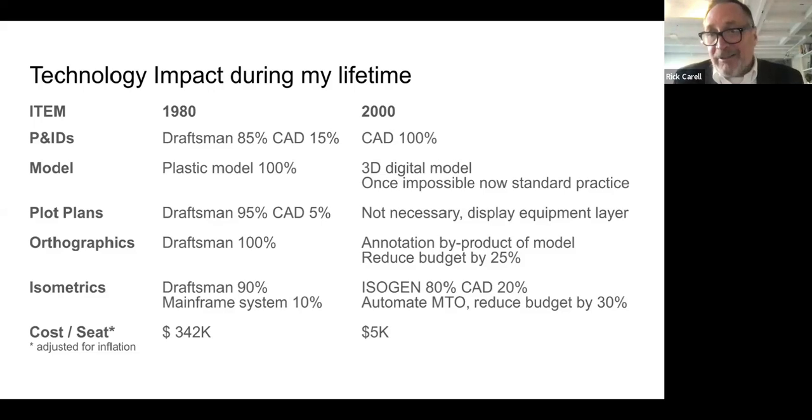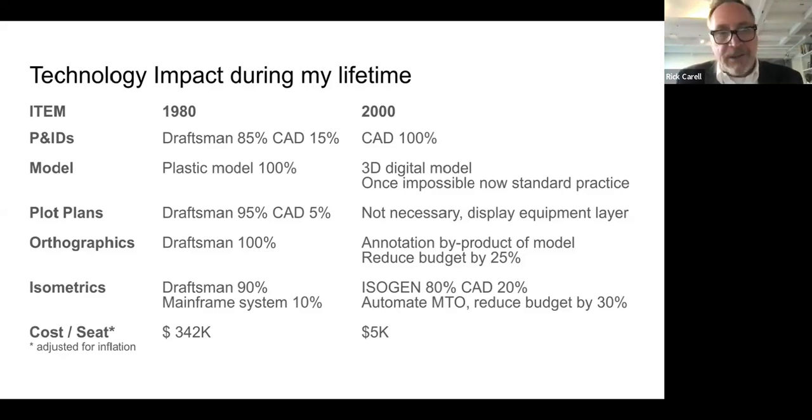I don't think you need them anymore. Why would you need them? Or you plot a layer. The 3D model is there. You don't need a specific plot plan to tell the plastic model maker what to do. So you've eliminated a whole class of drawings.